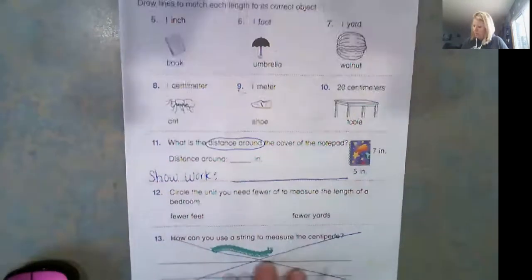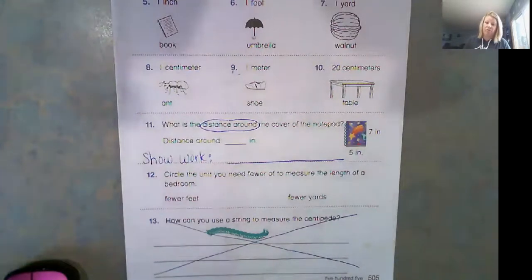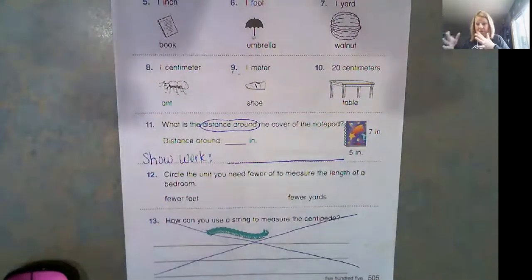Okay. And then on 12, circle the unit you need fewer of to measure the length of a bedroom. So would you need fewer feet or fewer yards? And remember, we talked about this when we talked about how big some things are and how small some units are. Bigger units, smaller units, so think about that.